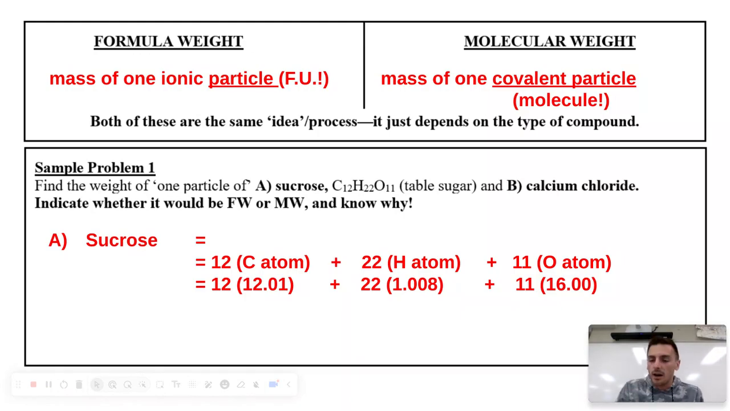Now oxygen is 15.999, but if we take that, that means the first 4 numbers are important, and that last 9 will make that other 9 round up. So for oxygen, we'll use 16.00.